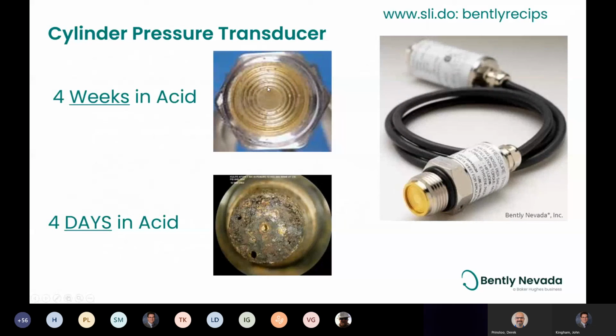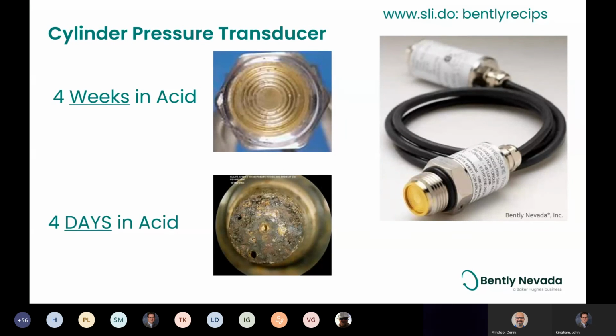So here are the pictures that I promised you. Here's our transducer after sitting 4 weeks in sulfuric acid. Doesn't look too bad. Here's a competitor's after 4 days in that same acid. Probably not going to get good readings from this one. And I do point out the pressure transducer is covered by our 3-year hardware warranty, just like any other piece of hardware you purchase from us.